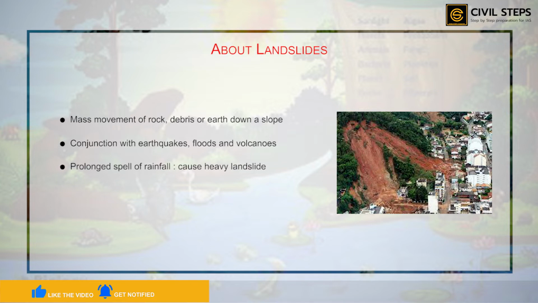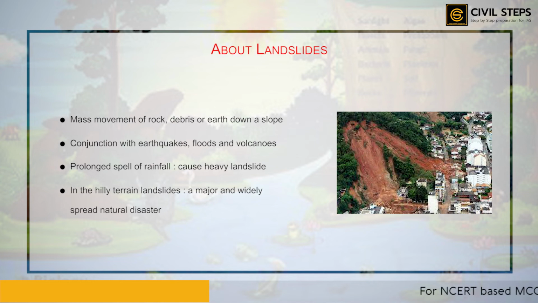A prolonged spell of rainfall can cause heavy landslides that can block the flow of a river for quite some time. The formation of river blocks can cause havoc to the settlements downstream on its bursting. In the hilly terrain, landslides have been a major and widely spread natural disaster that often strike life and property and occupy a position of major concern.